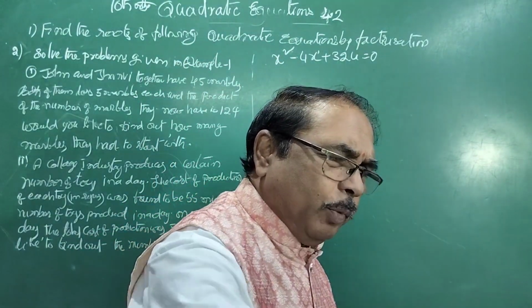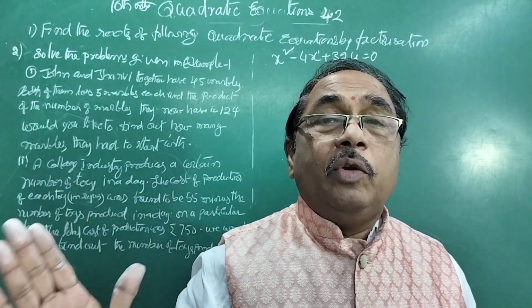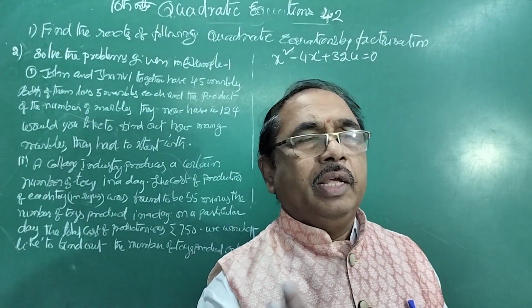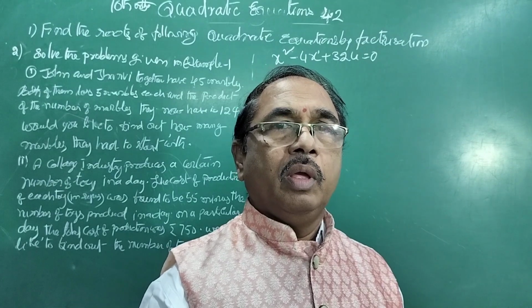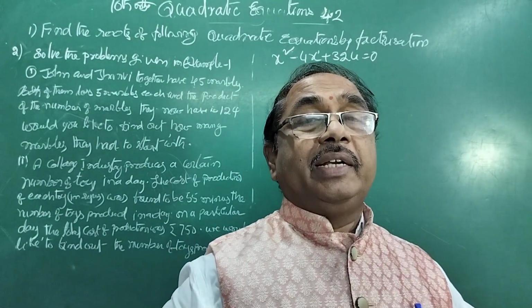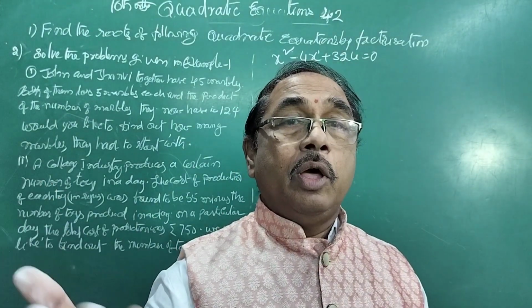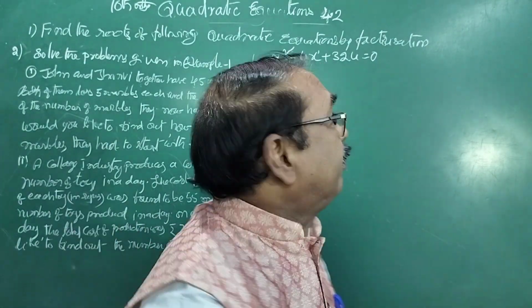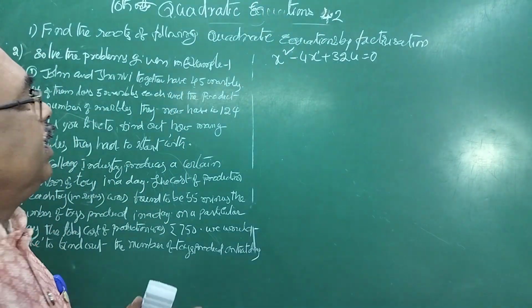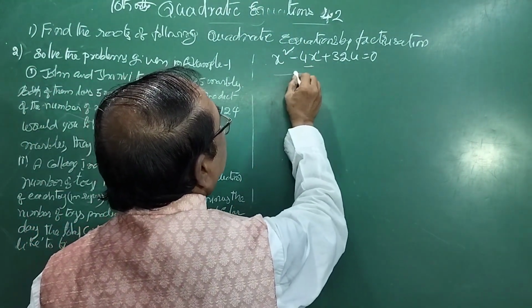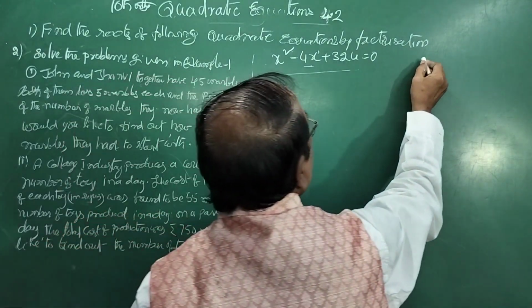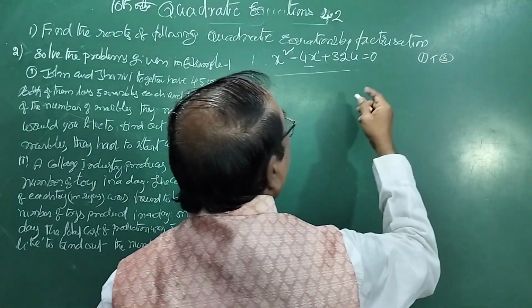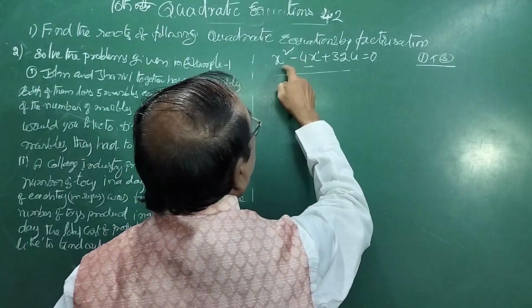There is a procedure to solve the quadratic equation. First multiply the first term and the third term on the left side of the equation, and separate that into two factors in such a way that the sum or difference of the two factors must be equal to the middle term. What is the middle term? On the left side, first one is x square, last one is 324.